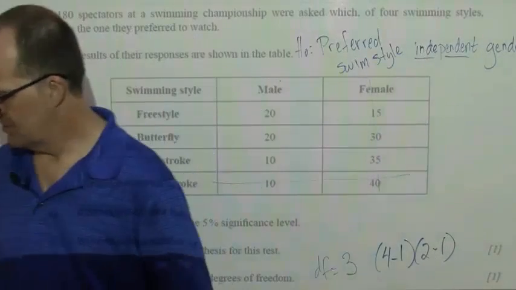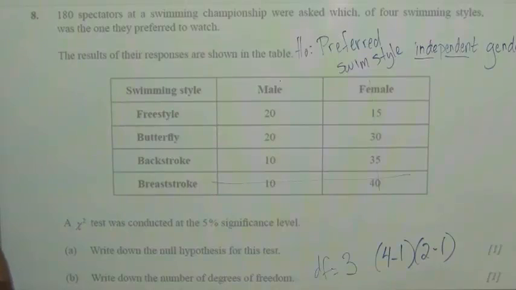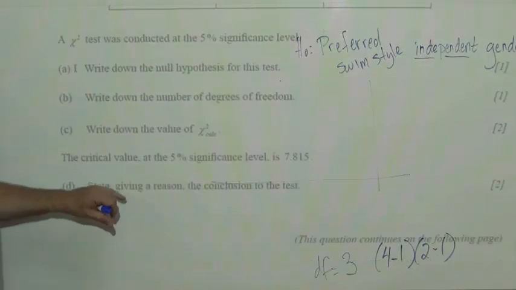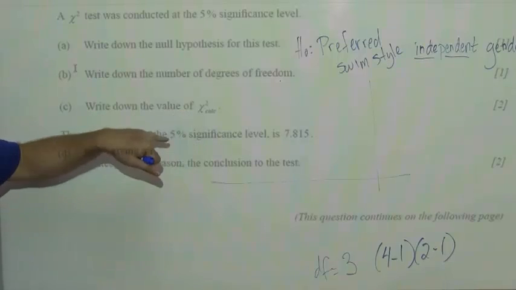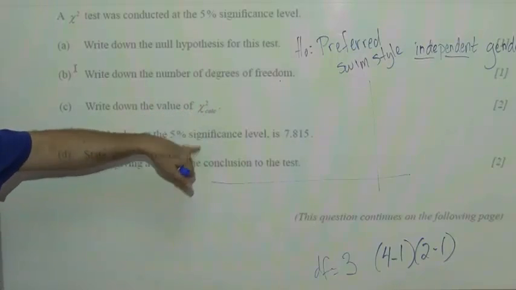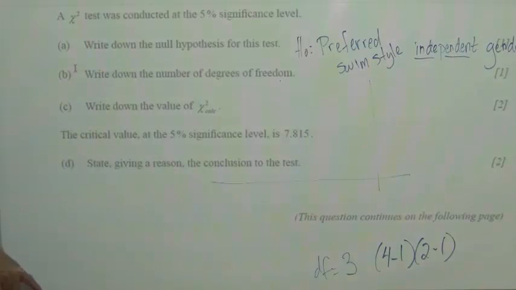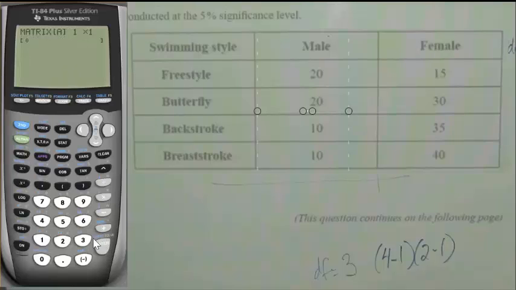Then let me scroll up to see the rest of the problem. Part C, they want you to write down the value of chi-squared calculated. So we're going to have to do that on our calculator. That'll take a moment. So to use the calculator for the chi-squared test, we want to go to matrix, which is second and the x inverse. We edit and type in the number of rows and number of columns, so in this case 4 by 2, and then we're going to enter in the data that we were given.